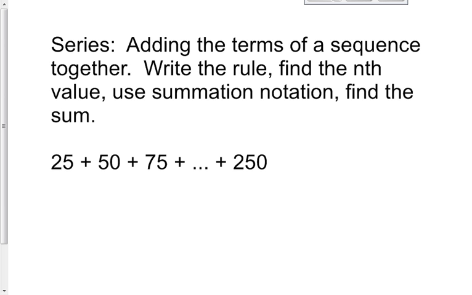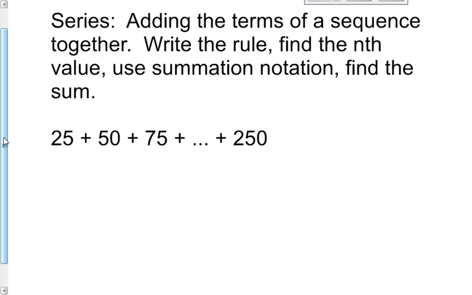Remember, in a series, we're adding the terms of a sequence together. For this particular example, we want to write the rule, find the nth value, and then use summation notation to find the sum. So if we just double check here, if we subtract backwards, 50 minus 25, 75 minus 50, we get the same common difference each time. So this one is arithmetic. Our common difference is 25.